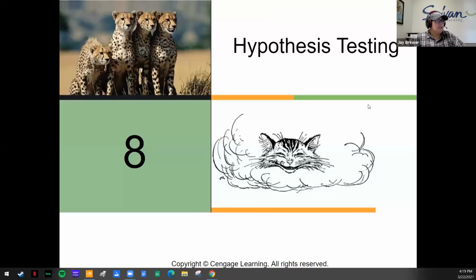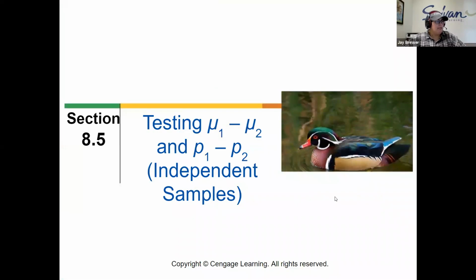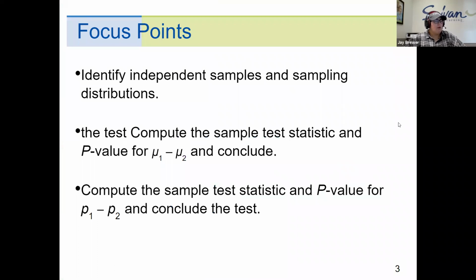Okay, so this is the last part of chapter 8. It's section 8.5, testing independent samples. We're going to identify independent samples and sampling distributions. The test: compute the sample test statistic and p-value for mu sub 1 minus mu sub 2 and conclude. Compute the sample test statistic and p-value for p sub 1 minus p sub 2 and then make your conclusions.